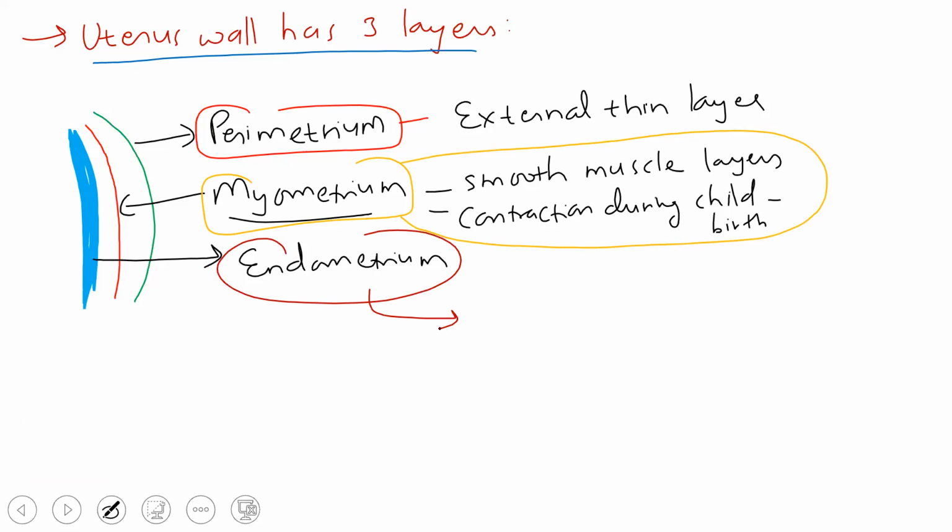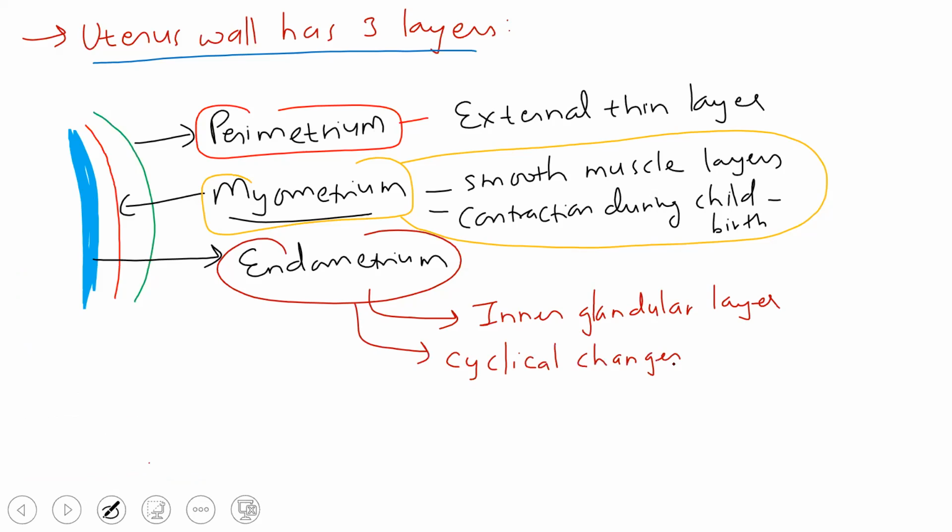And then there is the endometrium, which is the inner glandular layer. It also shows cyclical changes during the menstrual cycle. We'll learn the menstrual cycle in this chapter. It is also the innermost layer.